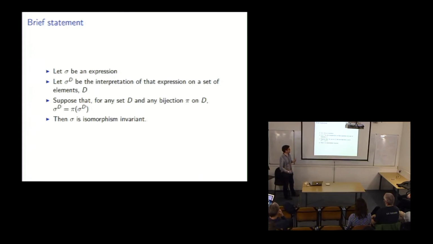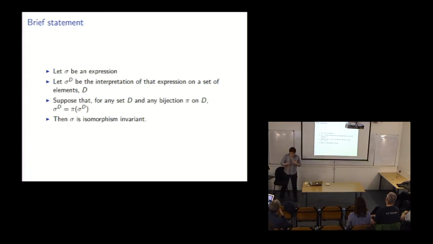That's what it picks out. Now, suppose that for any set d and any bijection pi on d, the original interpretation is identical to the permuted interpretation, the thing that our permutation mapped the original entity to. Well, if it is, on any bijection, then that expression we're saying is isomorphism invariant.